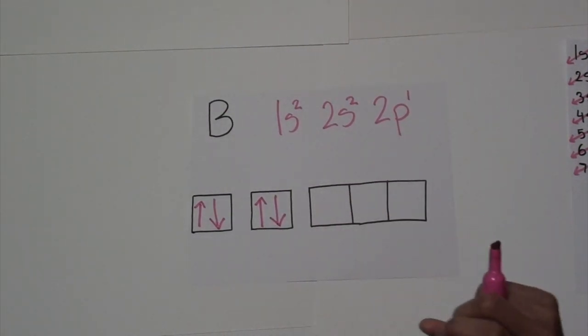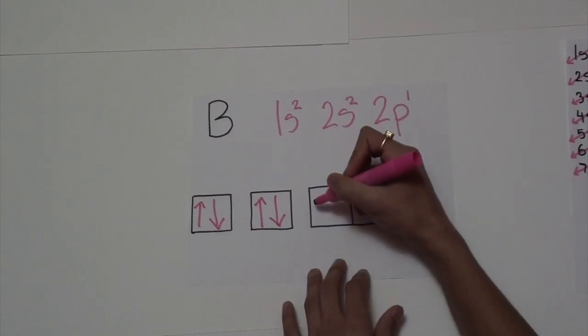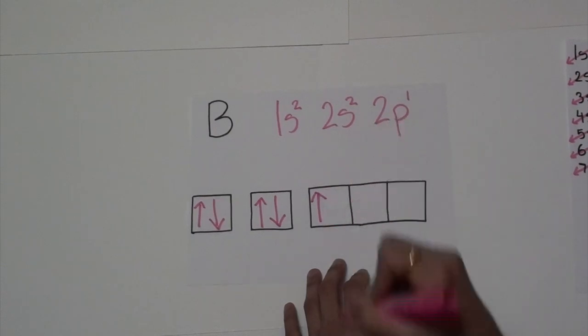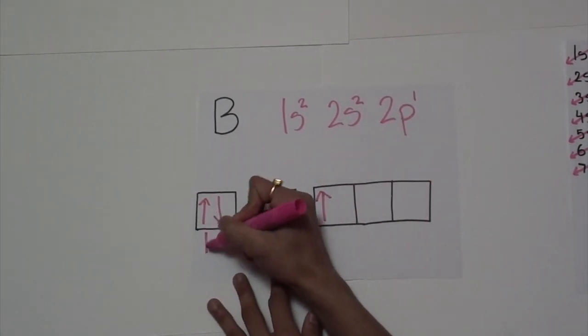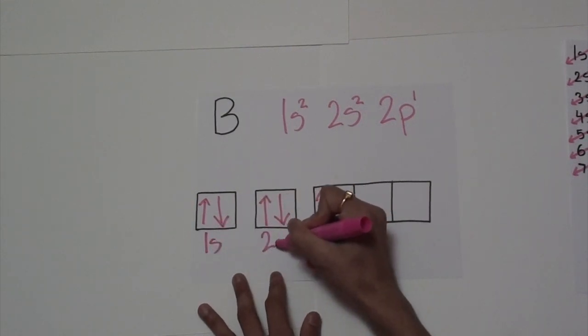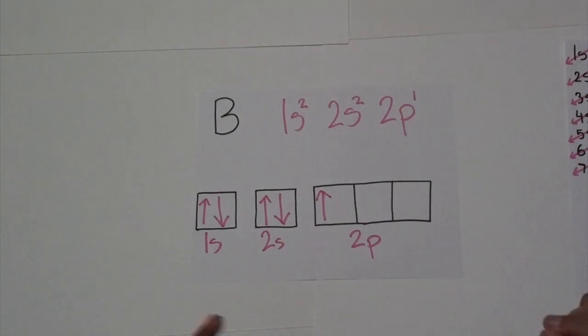You have one more electron left, so you're going to have to move to the next energy level, which is your p orbital. So you're just going to draw one arrow pointing up. Now remember, you must label your energy levels under the boxes. So this is the 1s, 2s, and this whole thing is a 2p. Pretty straightforward.